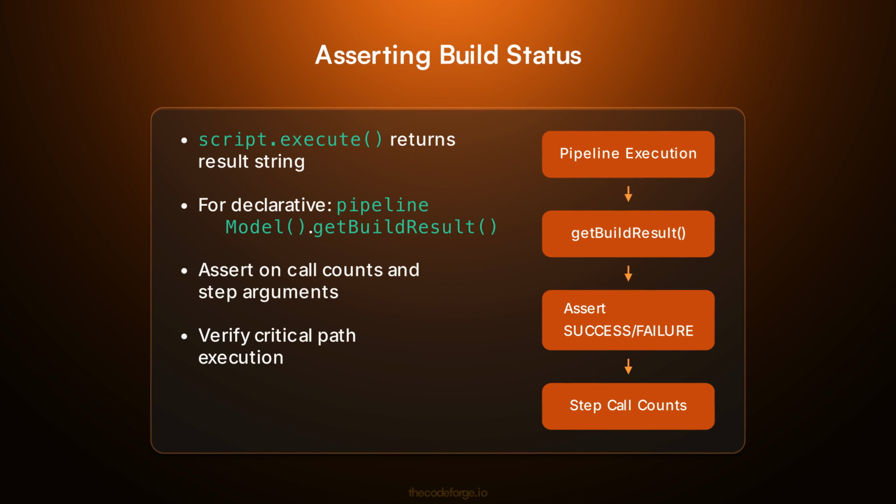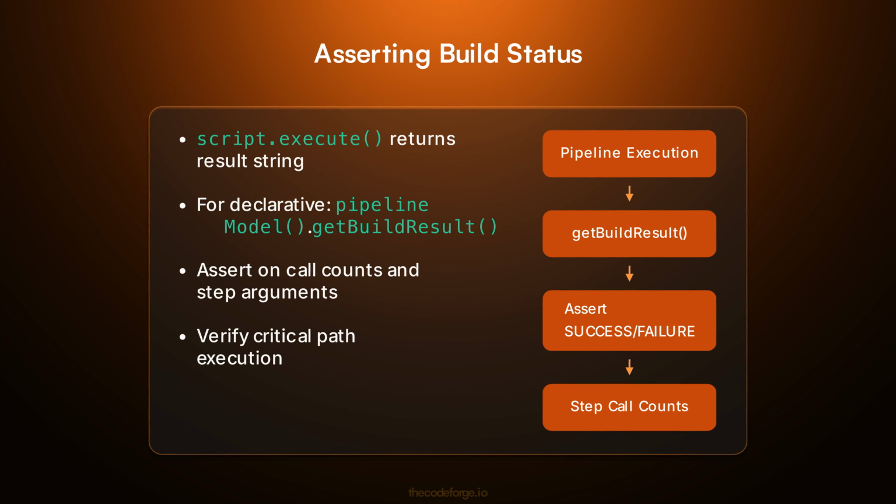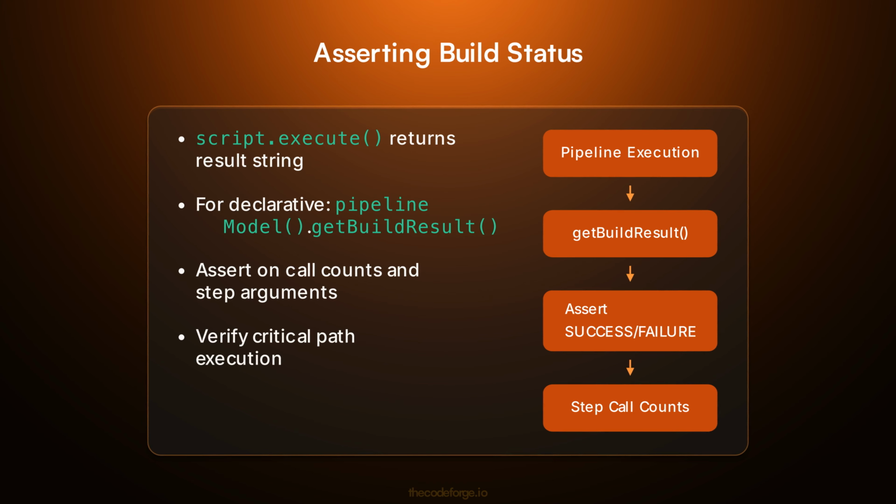Always assert on the build result. For scripted pipelines, execute returns the result. For declarative, use getBuildResult. Also assert that critical steps were actually called, not just that the pipeline succeeded.